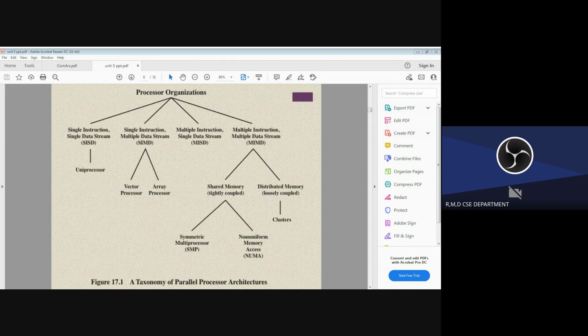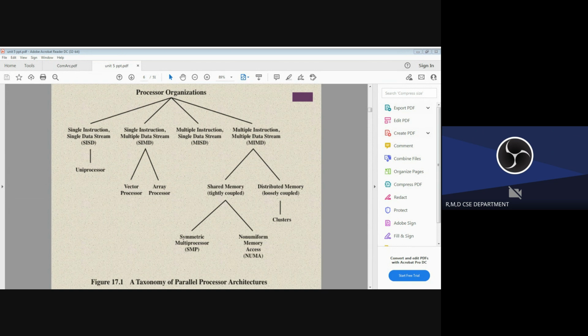The second classification is single instruction and multiple data stream. Here the instruction is single, but we substitute multiple data. For example, we can give the data in an array, so that it is considered a vector processor or array processor.